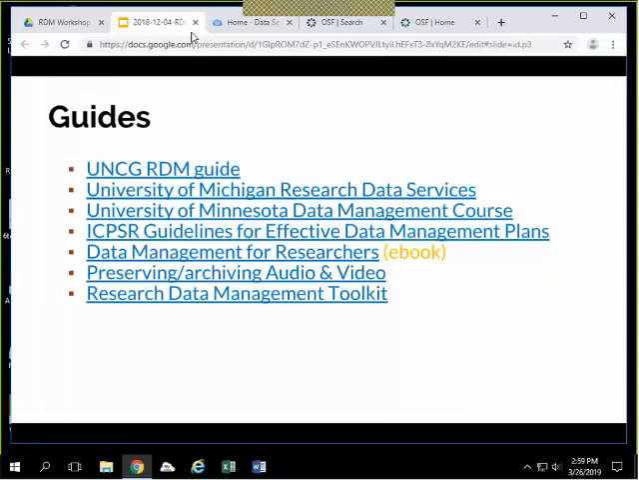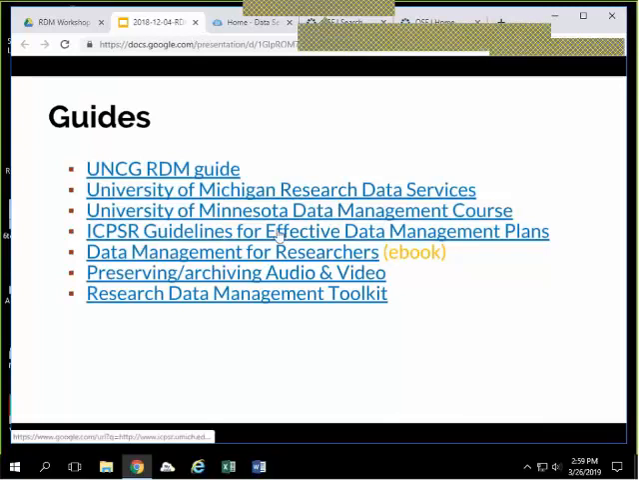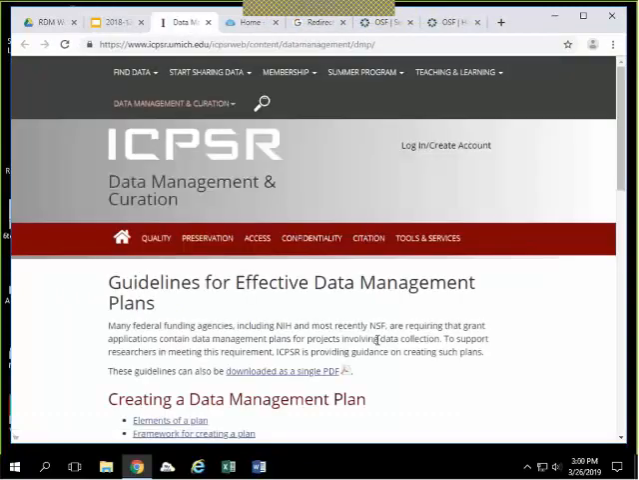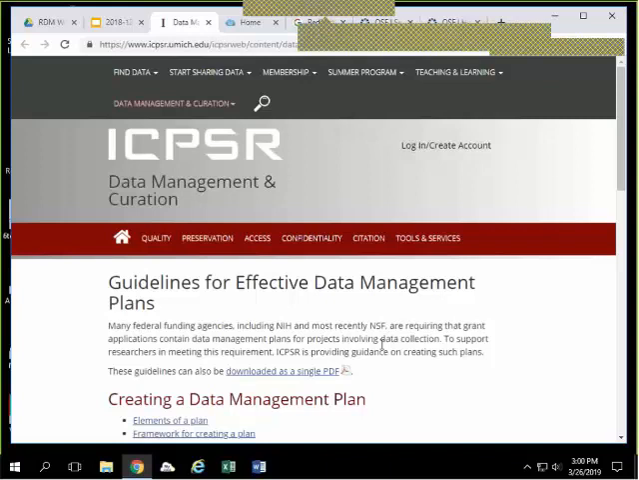ICPSR, I mentioned them at one point. They are the major social sciences archive. So if you did have data with personally identifiable information in it that you wanted to share in some way, these would be the people we refer you to, to talk through the process of anonymizing the data, or making the data restricted access only within the archive.